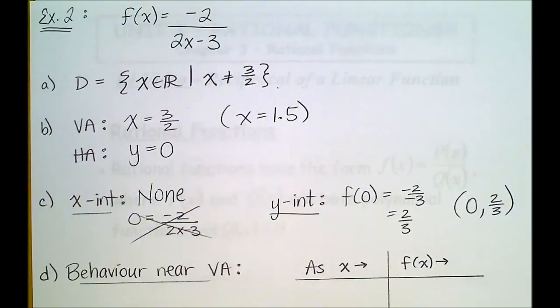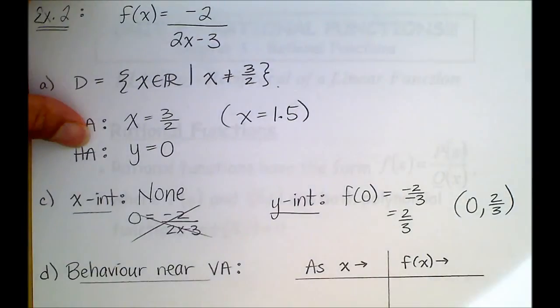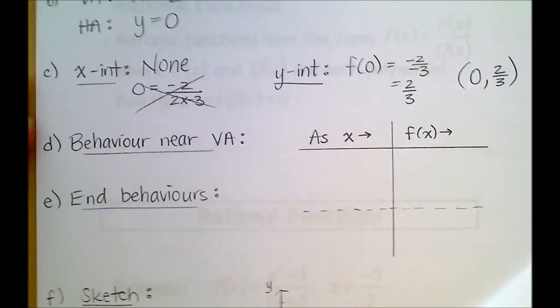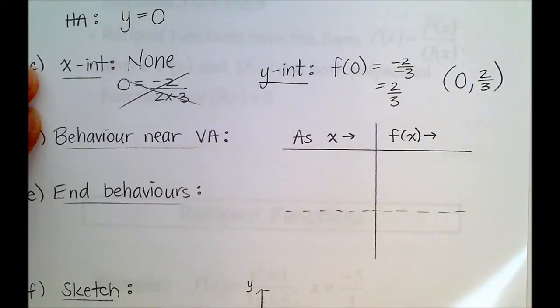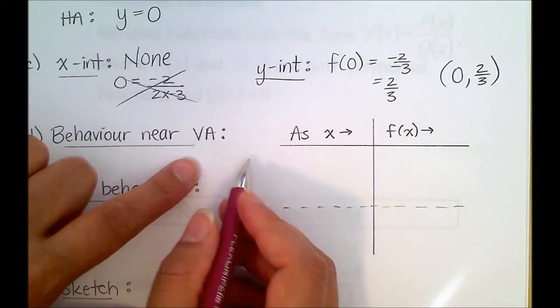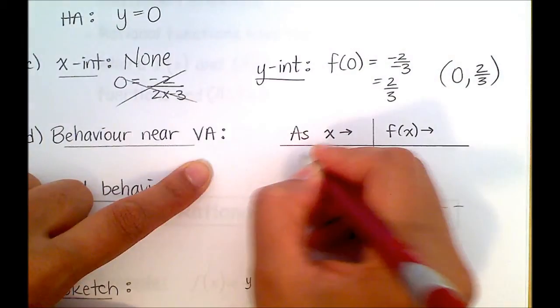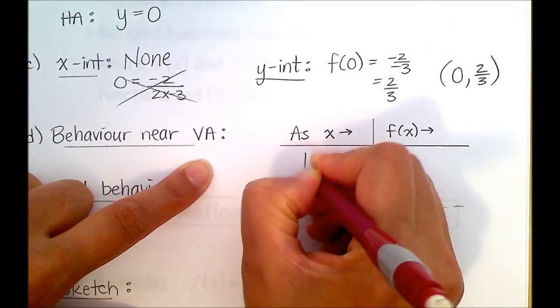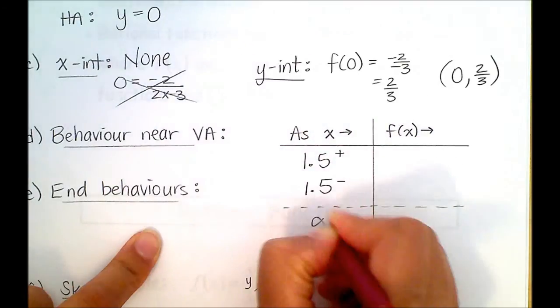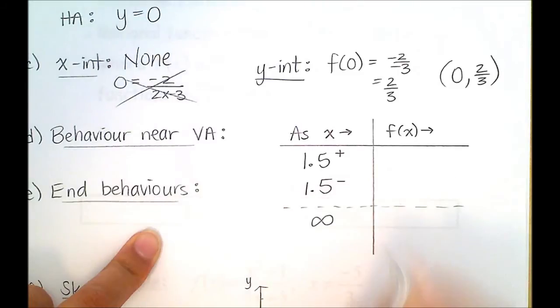And then we're going to look at the behavior near the vertical asymptote and the behavior at the ends of the graph as well. So I created a little table here, much like the one that we saw in the previous example. In terms of the behavior near the vertical asymptote, we're going to see what happens as we approach 1.5 from the right and 1.5 from the left. And then in terms of end behaviors, we're going to see what happens to the function as we approach positive infinity and negative infinity as well.